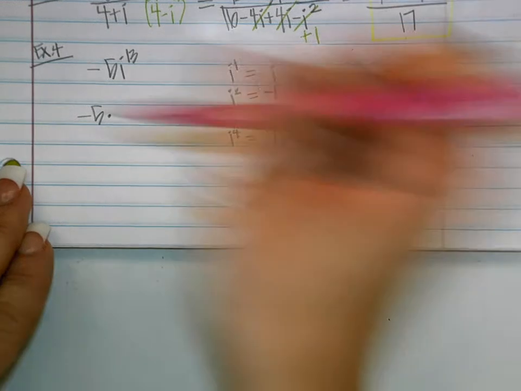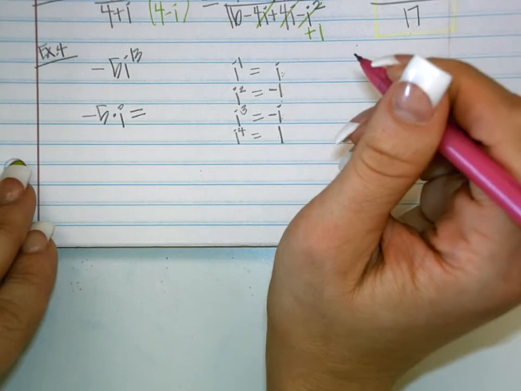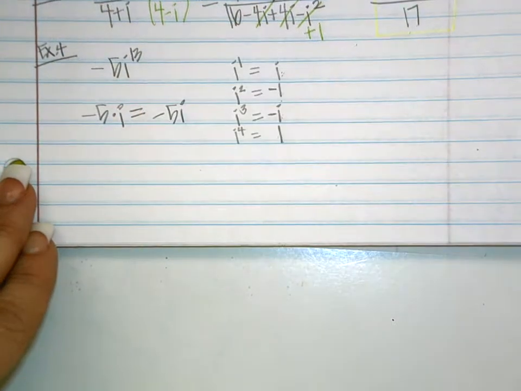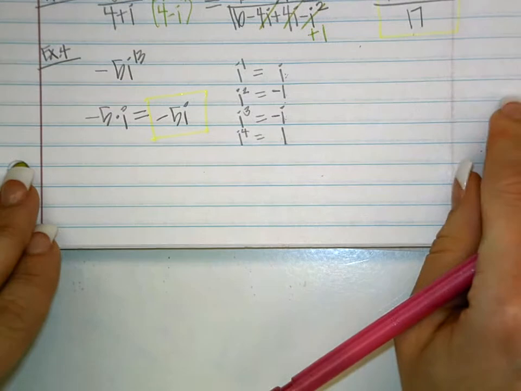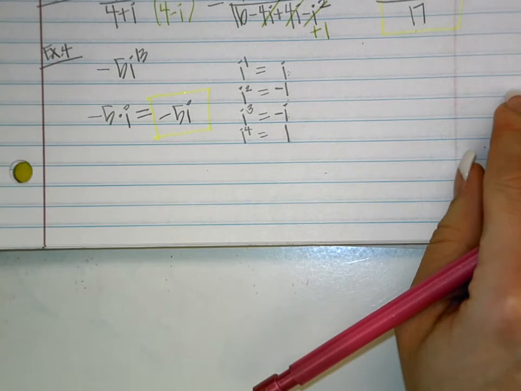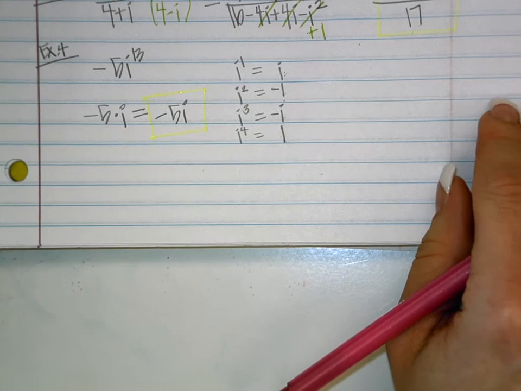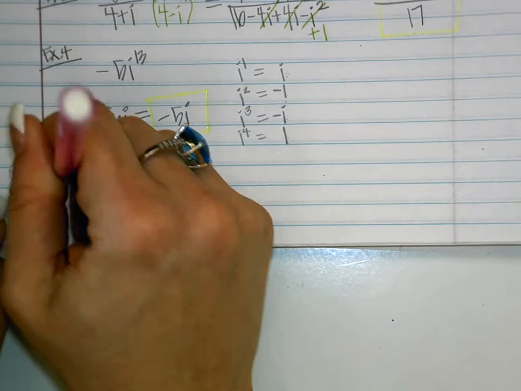i to the 13th is just i. And what is negative 5 times i? Negative 5i. That's your answer. Fill in your chart and substitute. Questions on how I did that? Good. Okay, next one, number 5.